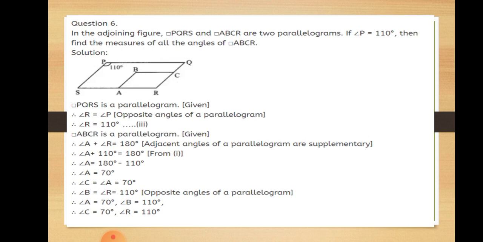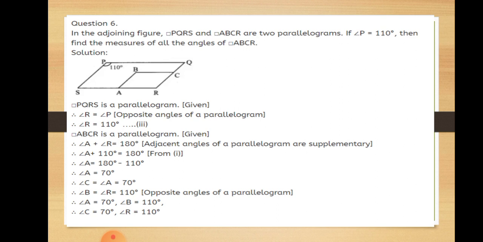So in one bigger parallelogram, another parallelogram is given, that is ABCR is the smaller parallelogram and PQRS is the bigger one. Okay, so here what we have to show? We have to find out the measurements of the smaller parallelogram. So look here, parallelogram means opposite sides of a parallelogram are congruent. Opposite angles of a parallelogram are congruent. So hence in a parallelogram, two angles we can call as common, that is angle P and angle R. So here we can show that angle R is congruent with angle P.